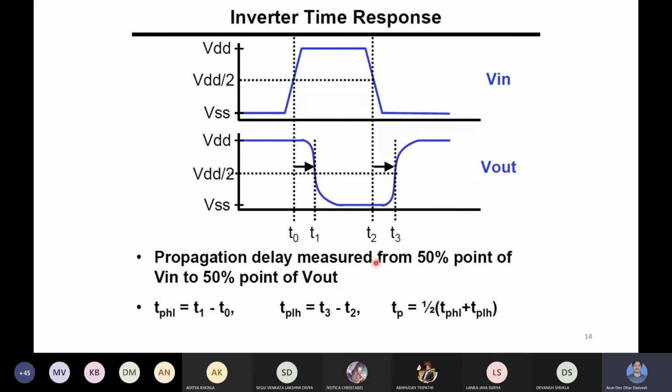Similarly, TPLH can also be defined. TPLH means propagation delay when the output goes from low to high. You take the 50% point when the output is going from low to high. In that same situation, the input may be coming from high to low. So this point gives T2 and this point gives T3. So T3 minus T2 defines TPLH.